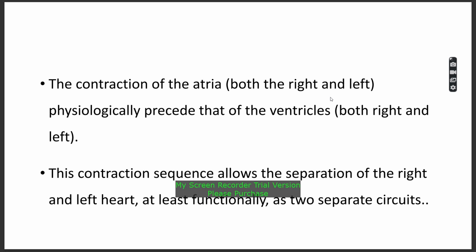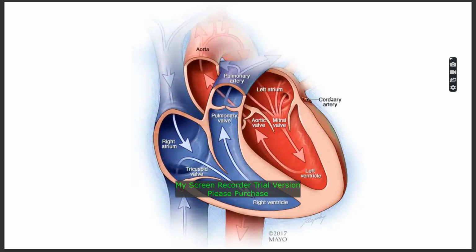This contraction sequence allows the separation of the right and left heart, at least functionally, as two separate circuits. Functionally, they can act as right and left heart, right?